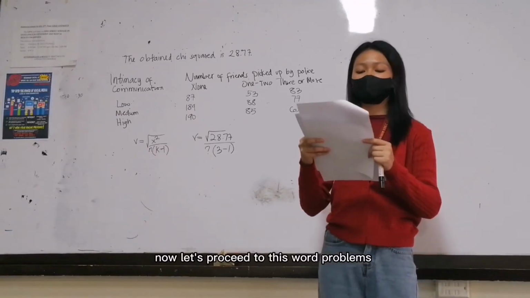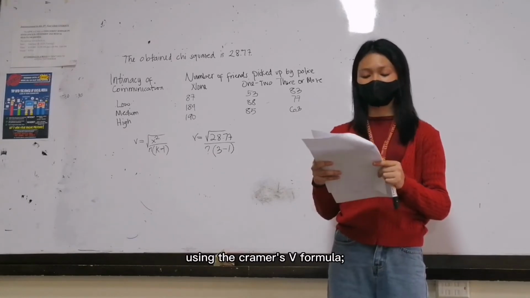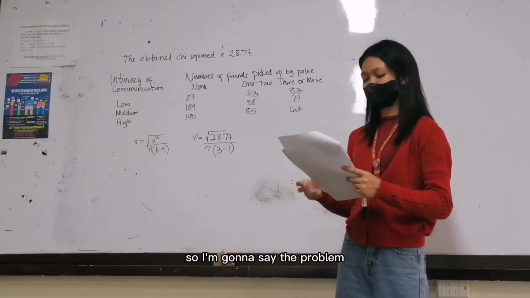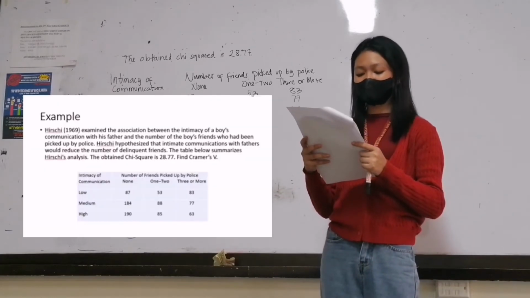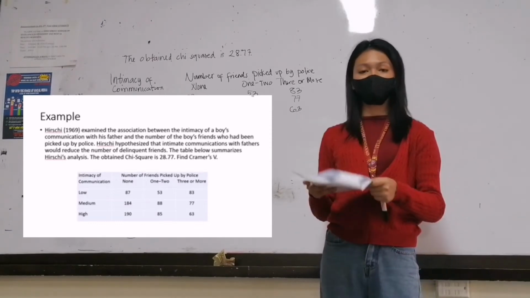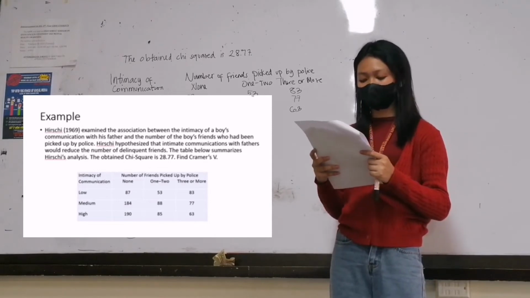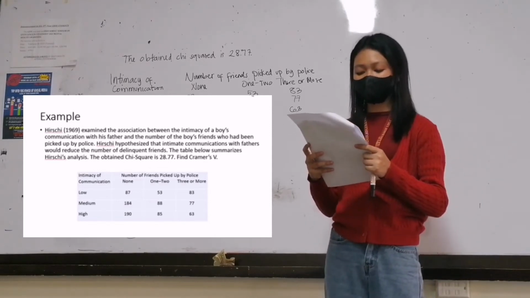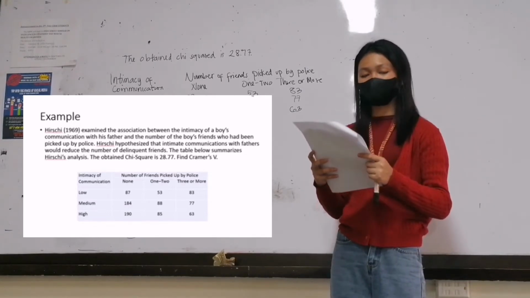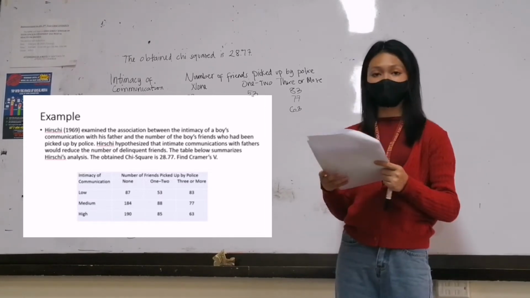Now let's proceed to the word problems and try our best to get the answers using the Cramér's V formula. I'm going to attach the photo here beside me, and I'm going to cite the problem. June 1969 examined the association between the intimacy of a boy's communication with his father and the number of the boy's friends who have been picked up by the police. First, she hypothesized that intimate communication with fathers would reduce the number of delinquent friends. The table below summarizes the analysis.